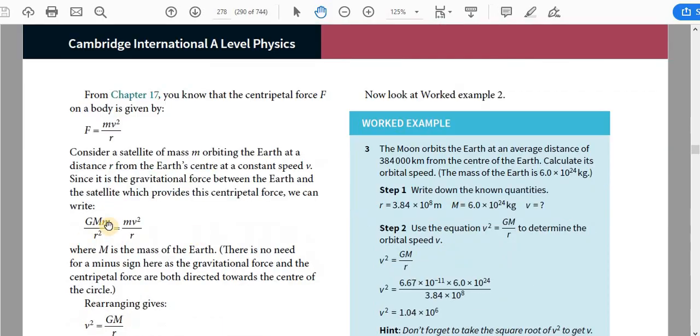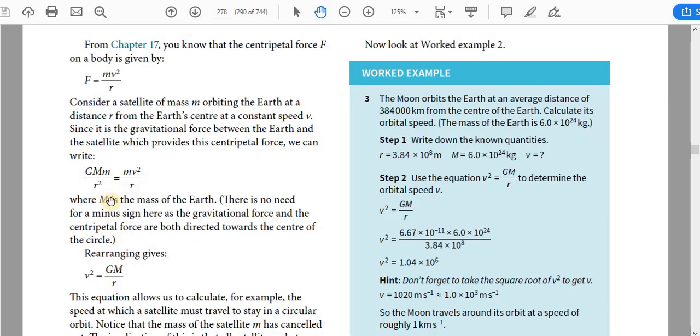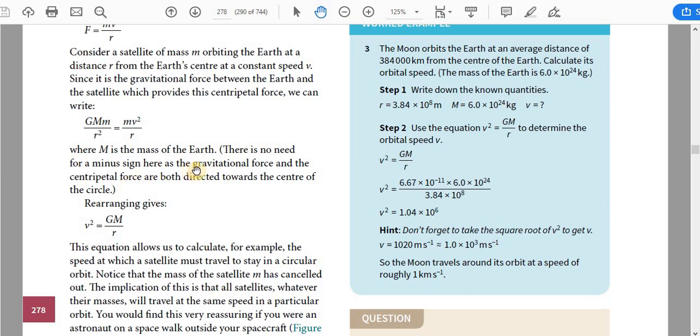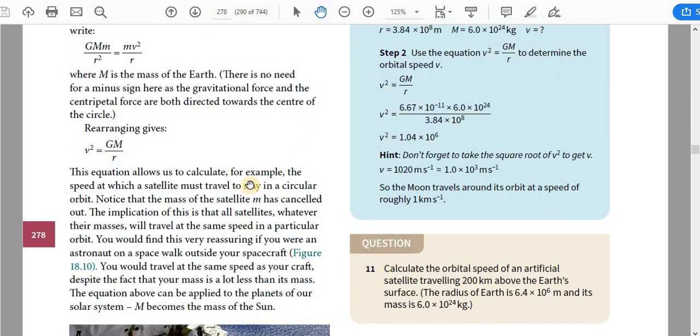So this is the weight of the satellite due to the earth. We equate the two and simplify. One r cancels out, then m and m cancel out, so you get v squared equals GM over r. There is no need for a minus sign here, as the gravitational force and the centripetal force are both directed towards the center of the circle. Using this equation you can calculate the speed the satellite must travel to stay in circular orbit.